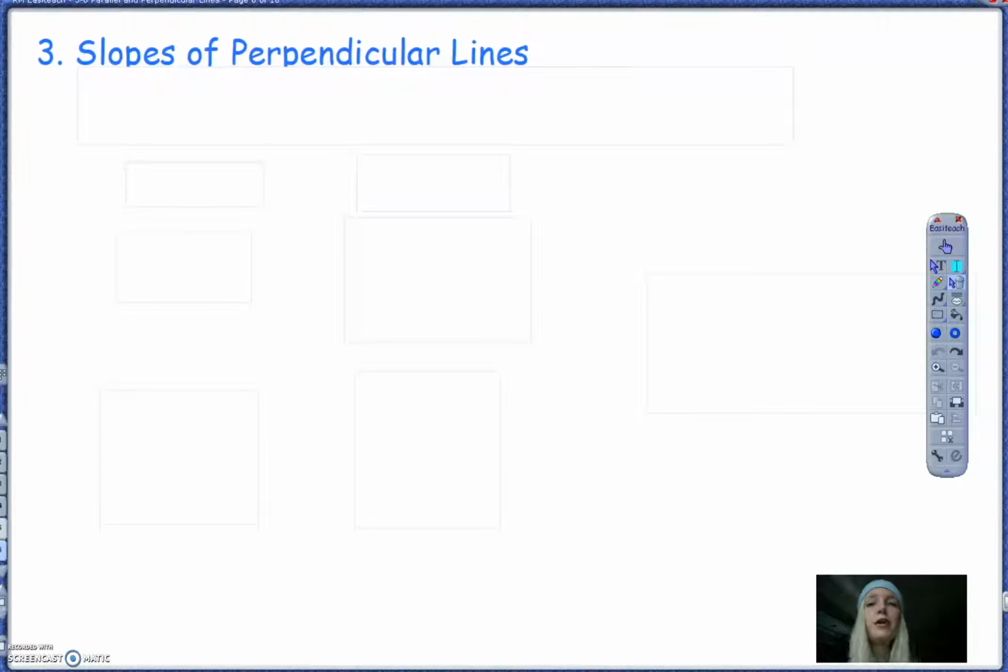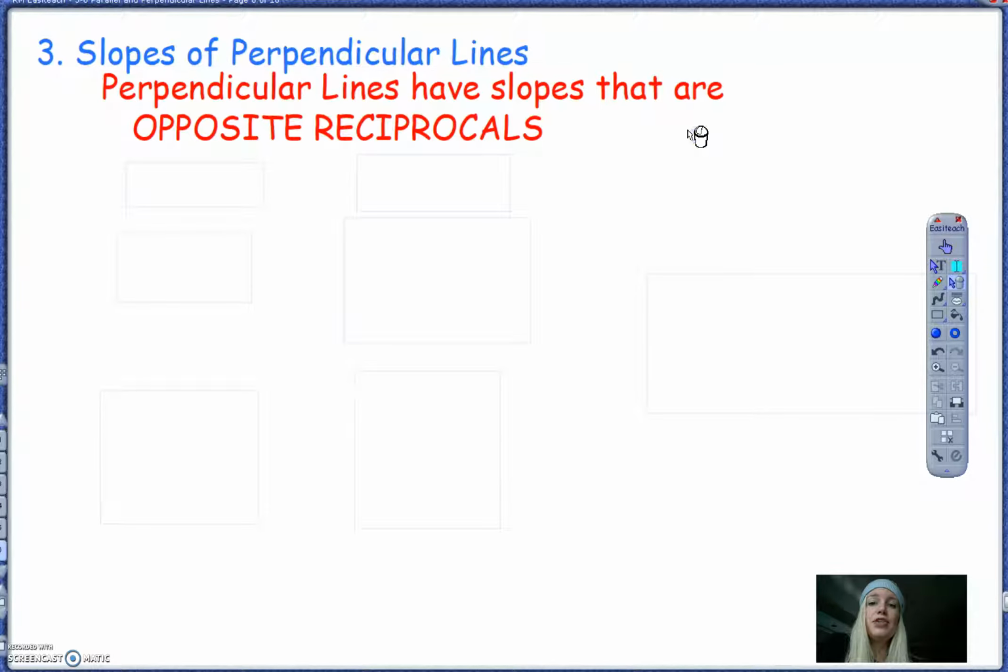All right, so let's move on to our next objective. Parallel lines we already did. Perpendicular lines, lines that come to a 90-degree angle. And my picture is not, there we go. A little bit better. Anyways, okay, so they make a 90-degree angle. They're going to have slopes that are opposite reciprocals.